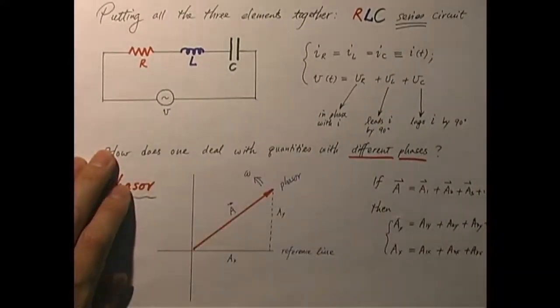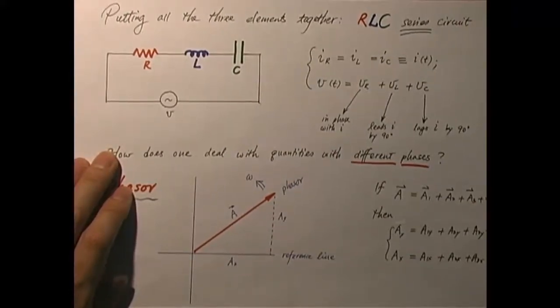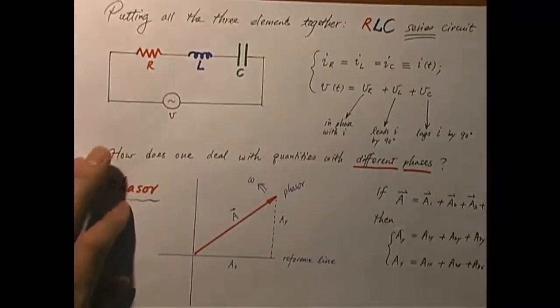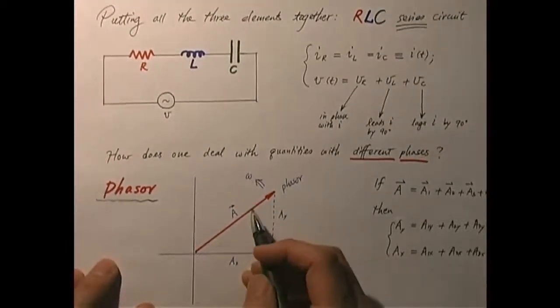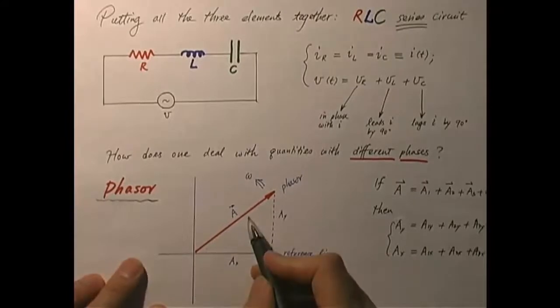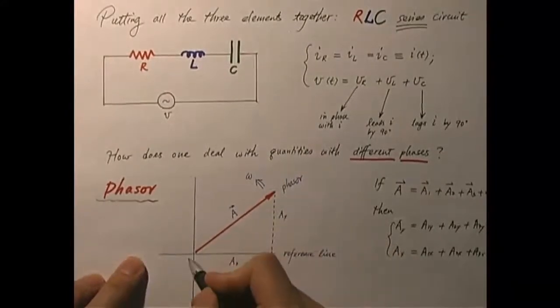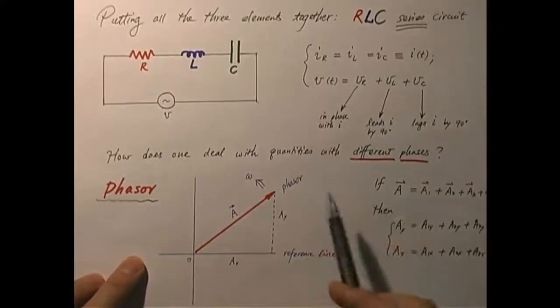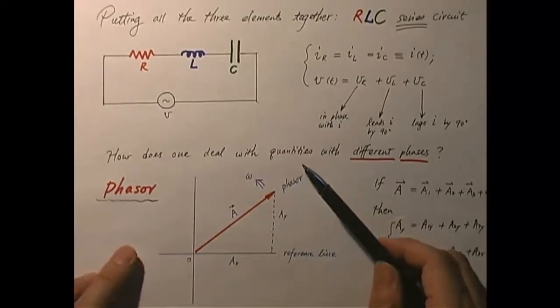So what we're going to do is introduce something called a phasor. It is a vector, something we define. It's defined such that this phasor vector starts from the origin of a coordinate system and it turns with an angular speed omega as time passes by, okay? Turns with an angular speed omega.